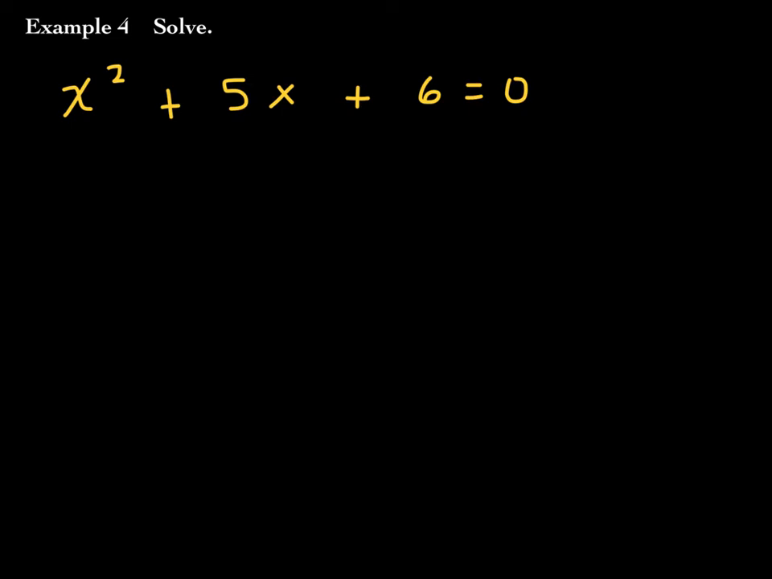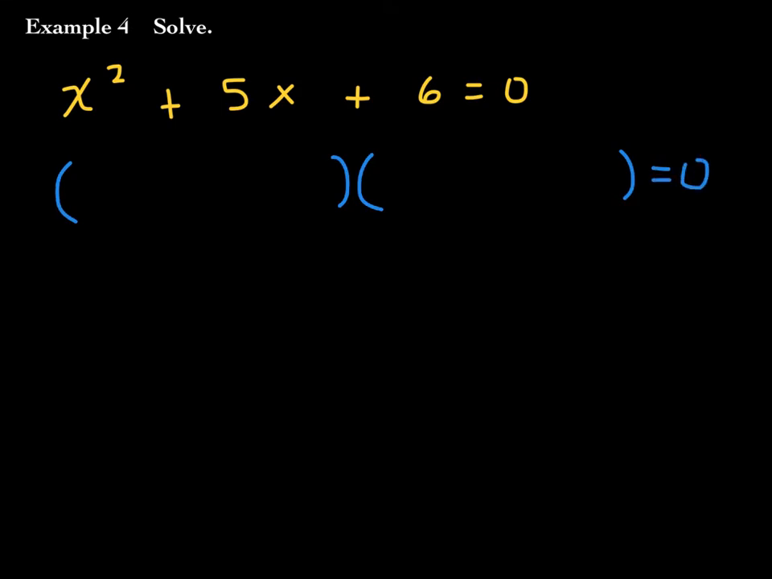All right, so notice the GCF is 1, so we can skip that step of factoring out the GCF. Also notice the leading coefficient is 1. Because the leading coefficient is 1, I'm going to start setting up my factorization like this.